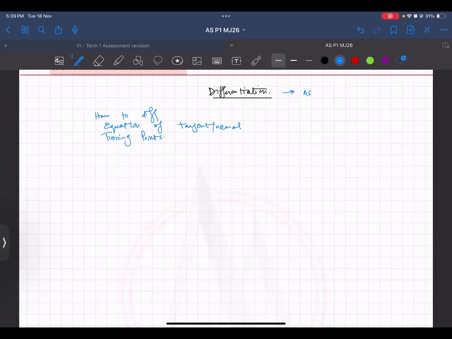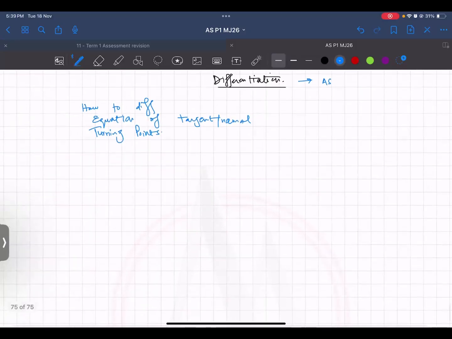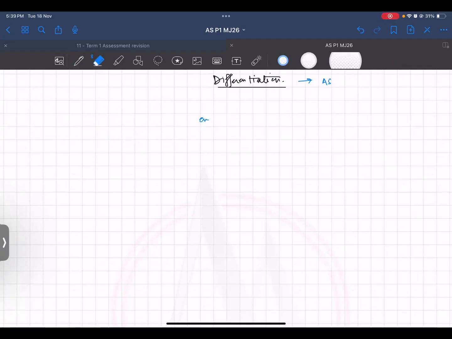For the O level people, you have never done this before. Differentiation is completely new for you. So don't worry, we are going to do everything from the basics, everything. And these three things definitely would be good, and you have many more things as well. So buckle up. So first of all, what is differentiation?